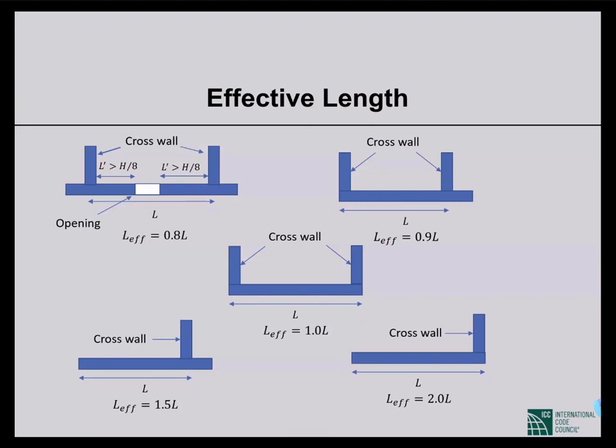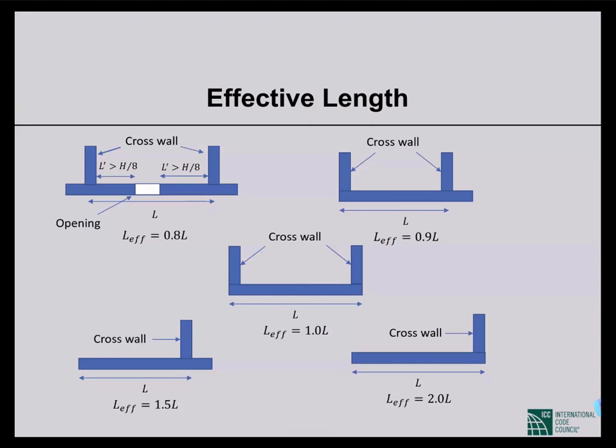And openings are away from the cross wall by a length of 1/8 of the height of the wall. In that case, effective length will be the shortest one, which will be 80% of the length of the spacing, center to center spacing of the cross walls. So that will be the effective length, 80% of the length. This is the shortest one.